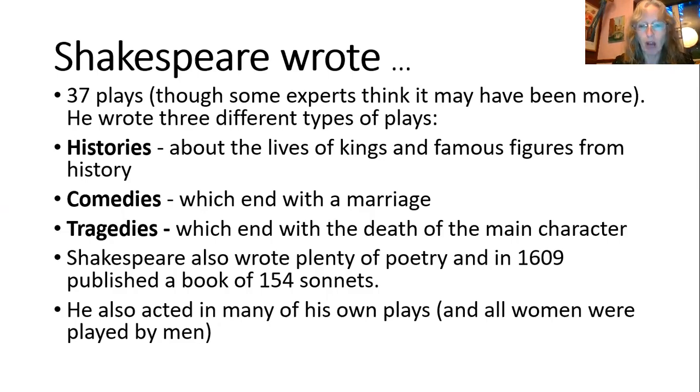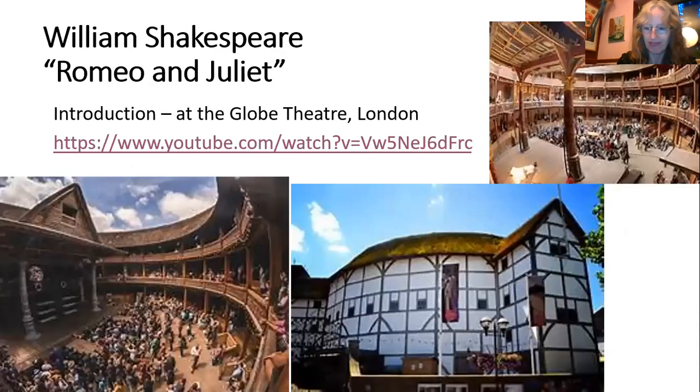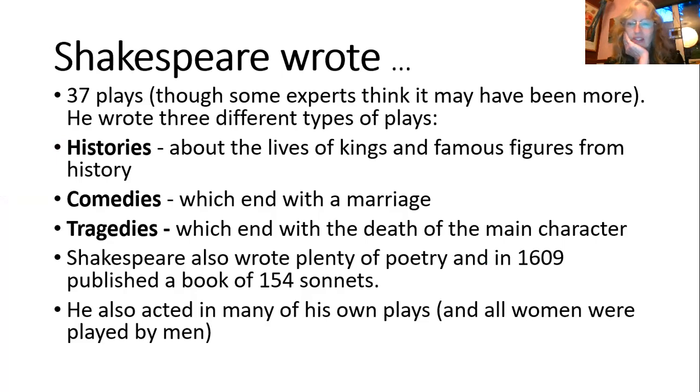Shakespeare also wrote a lot of poetry. He published 154 sonnets. And if you remember, in our first literature session, we looked at one or two of Shakespeare's sonnets. And he also acted. He was an actor in the theatre, just like that one, in the early 17th century. And he acted in many of his own plays.